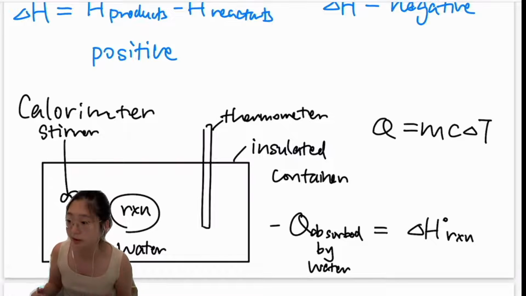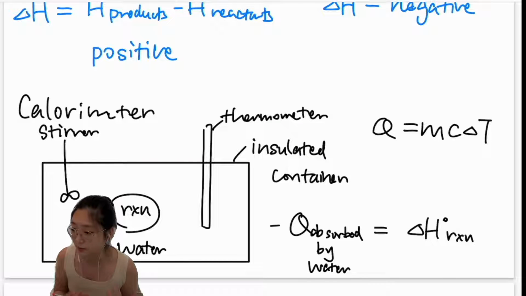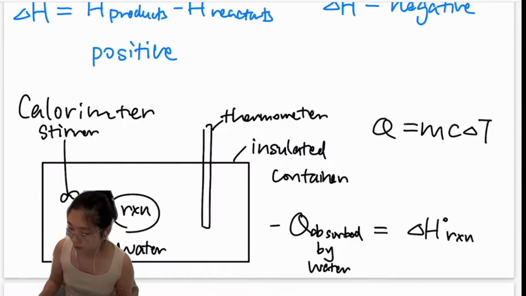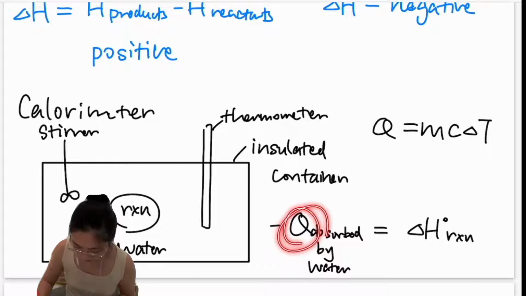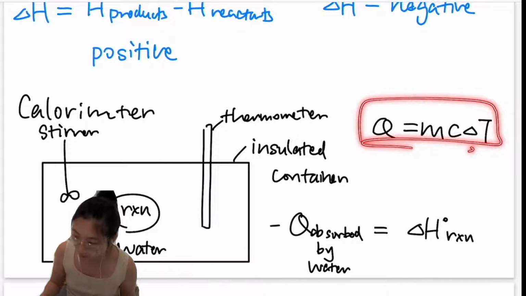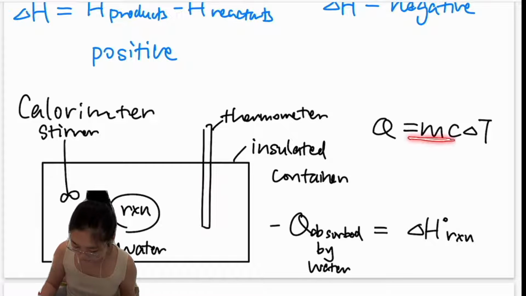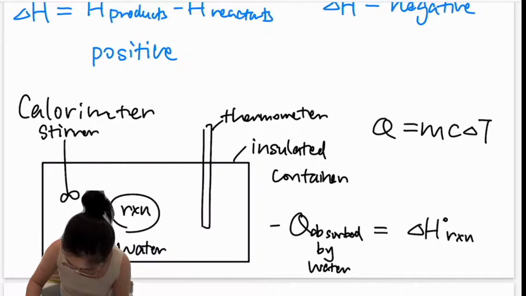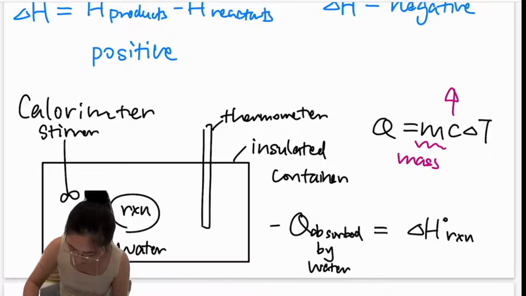That's the only way that we can experimentally measure the delta H, the change in enthalpy, for any reaction. Okay, now we need to know how we actually calculate it. We cannot just measure it. We need to use this formula. So m refers to the mass of the object, which means the mass of the water surrounding it. And then c refers to the specific heat capacity.